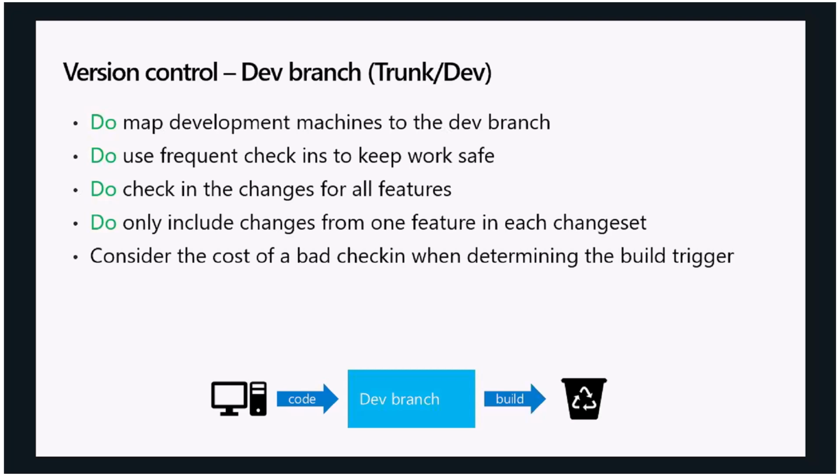And then for your dev branch, consider the cost of a bad check-in where it causes a build error or something when determining the build trigger, because you can set up a build to run on your dev branch, and a simple example is to set one up every night at 6 o'clock. So after everyone goes home, you run a build to make sure that the branch still compiles. Those builds aren't used for anything except verifying that it still compiles, so you put them in the garbage can when you're done.